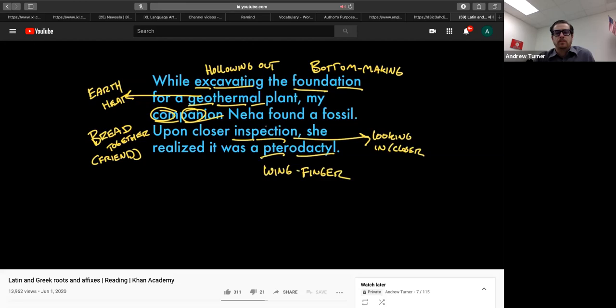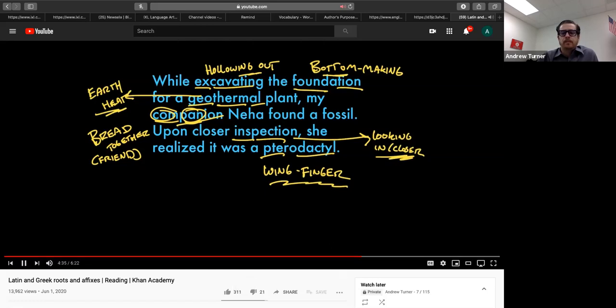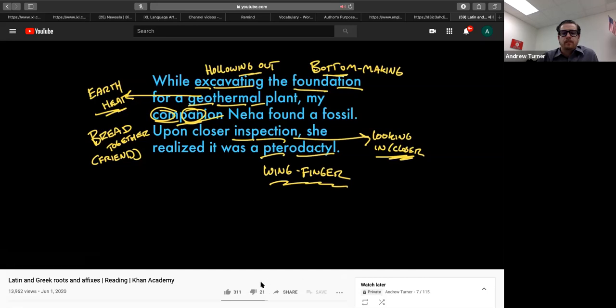So, while she was digging in the ground to prepare the bottom of a plant that gets electricity from the heat of the earth, my friend Neha found a fossil. When she looked at it closely, she realized it was a flying reptile with fingery wings. Do you see what I mean about keys? Studying roots and affixes gives me the power to look at those words and crack them apart. You're not so big now, vocabulary word. You have no power over me.